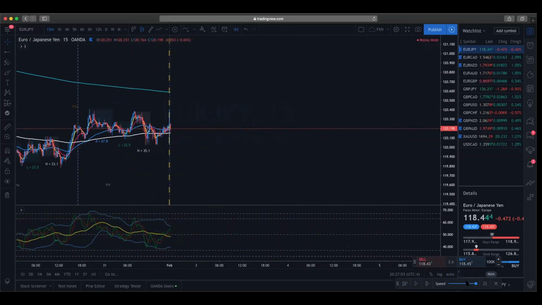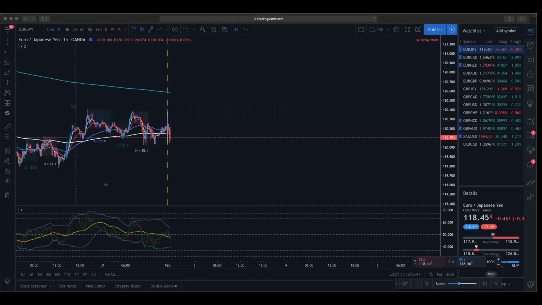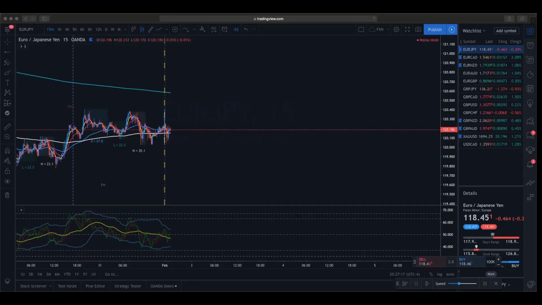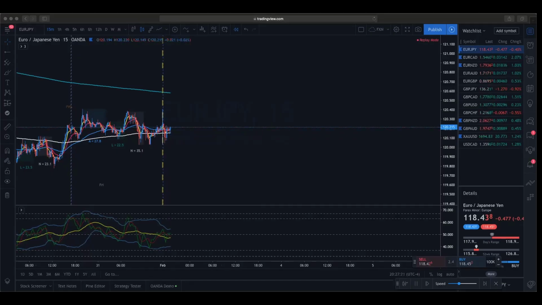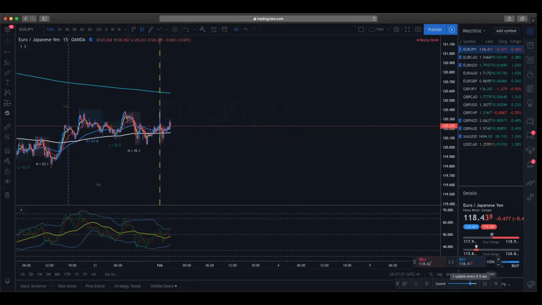So this is February 1st. Let's play this out real quick, and then we're going to pause it as it gets to the Asian range. We'll talk about what it looks like and what it could be, so we can start to point out these trades. Let's speed this up a little bit.